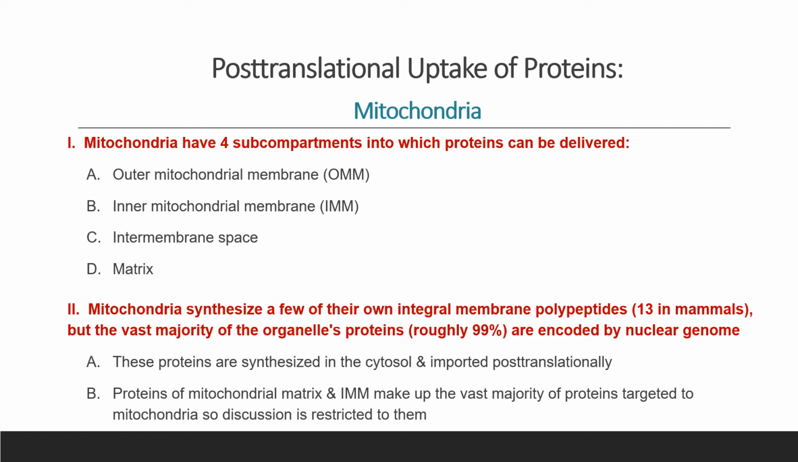So next, the mitochondria have four subcompartments into which proteins can be delivered: the outer mitochondrial membrane, the inner mitochondrial membrane, the intermembrane space, and the matrix. The mitochondria synthesize a few of their own integral membrane polypeptides, but the vast majority of the organelle's proteins are encoded by the nuclear genome. These proteins are synthesized in the cytosol and imported post-translationally. Proteins of the mitochondrial matrix and inner mitochondrial membrane make up the vast majority of the proteins targeted to mitochondria, so discussion is restricted to them.